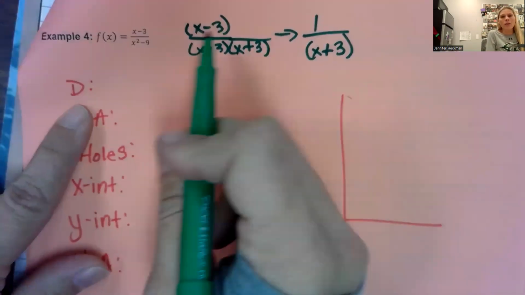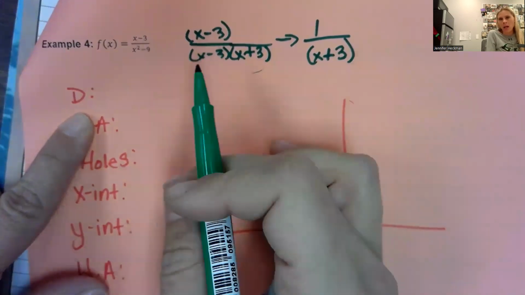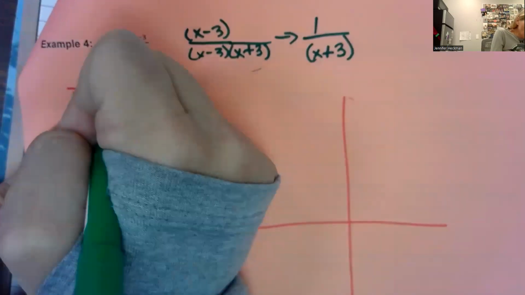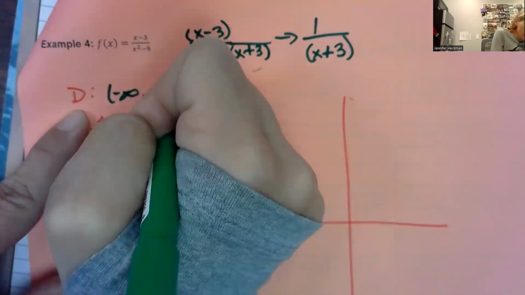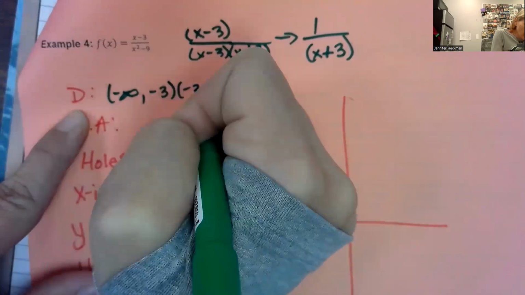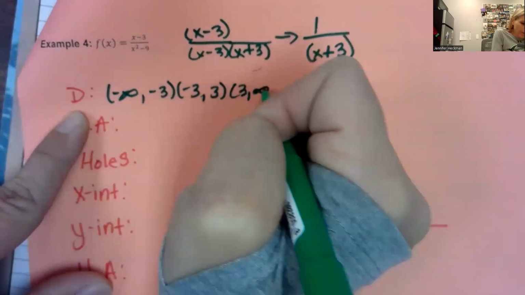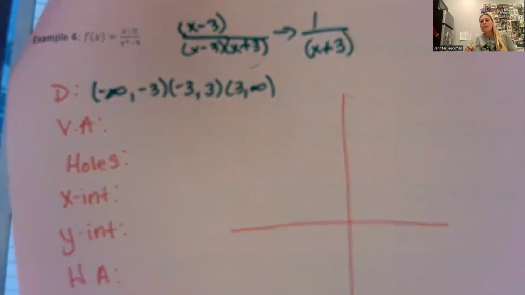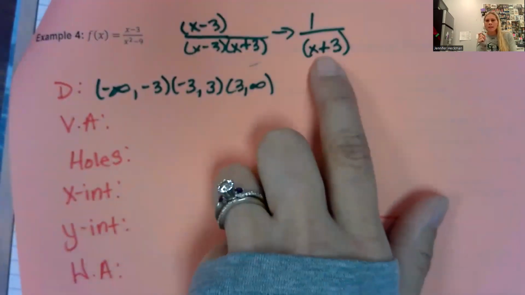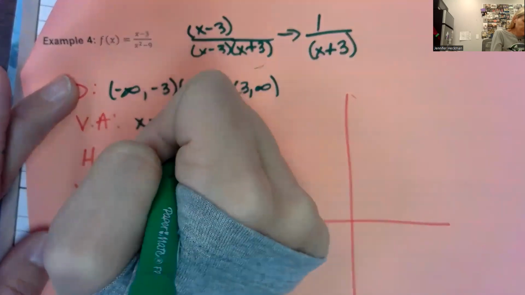Domain, remember, it's when the whole denominator can't be 0, right? So that's at 3 and negative 3. So our domain is negative infinity to negative 3, negative 3 to 3, and 3 to infinity. Our vertical asymptotes are what's in our simplified denominator, right? So what makes this 0? Well, that's x equals negative 3.